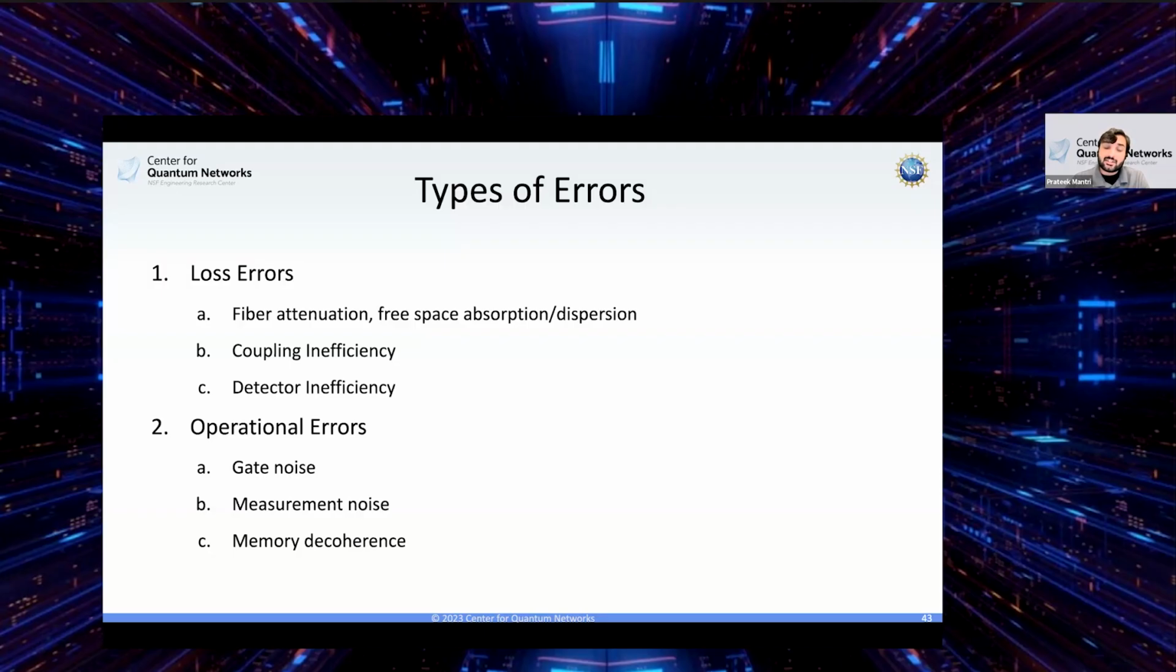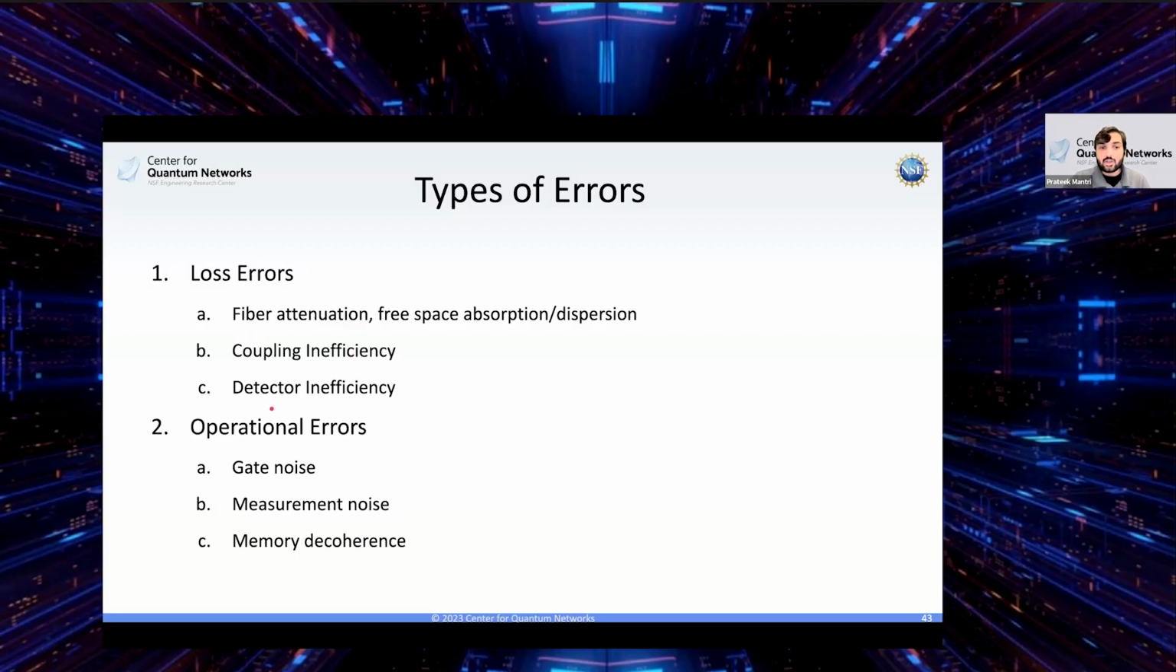We also have detector inefficiencies. So when we are trying to measure outcomes, when we are trying to detect the photon emitted, the detectors might not function properly, or the photon might get lost in transit. All of these get covered under the loss errors.